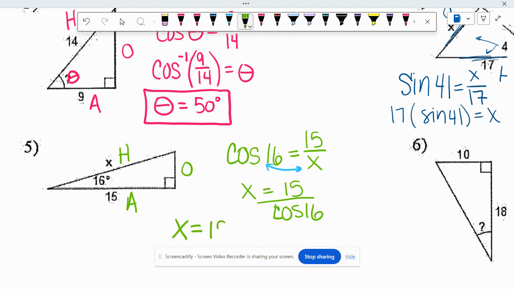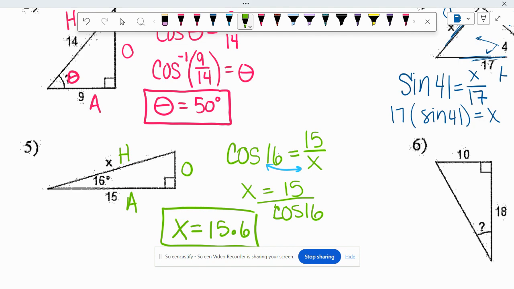15.6. Does everybody agree with that? I got 10.36. So can we look at your calculator and make sure that you're in the right mode? Press the mode button. You're in degree. So do it again. So hit second. So you're going to do 15 divided by cosine 16. Okay, second, good. Got it?